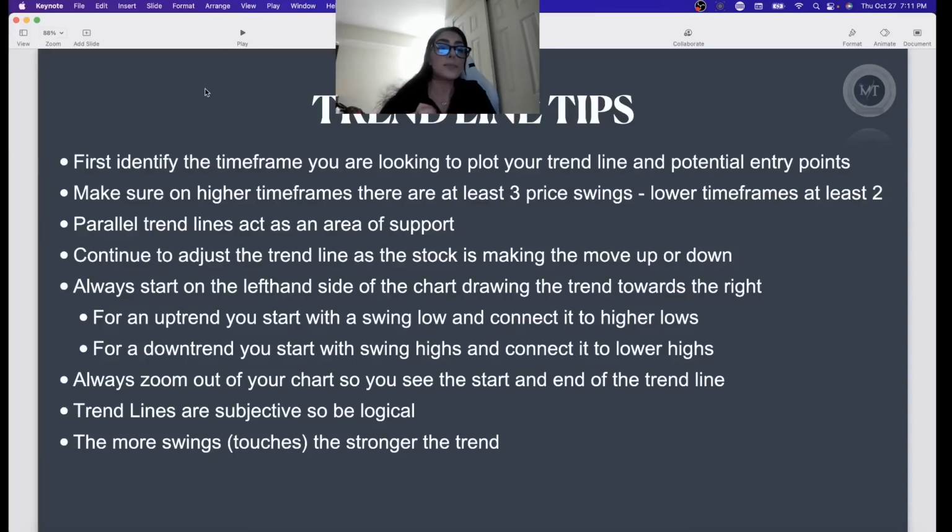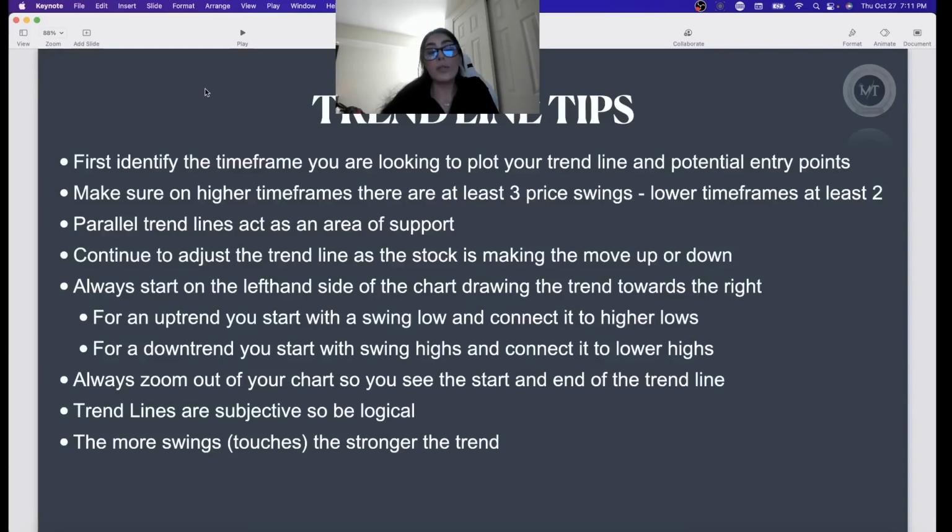For a trend line, it's not as simple as charting support and resistance. It's a little subjective, and you always want to adjust your trend line as the stock continues to make the move up or down. It's just not that you plot the trend line and you're done with it. Sometimes you'll have to adjust the trend line depending on where you plotted it to make sure that it's continuously touching correctly.